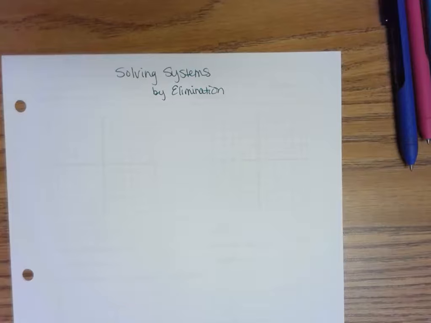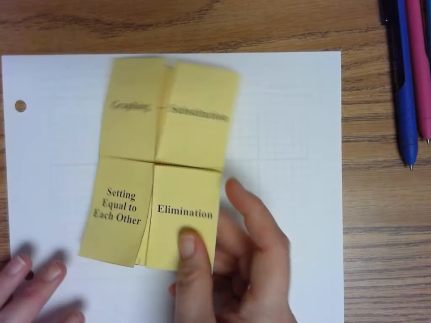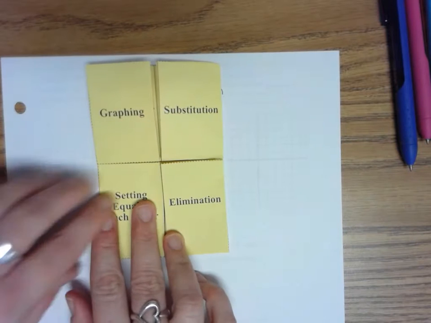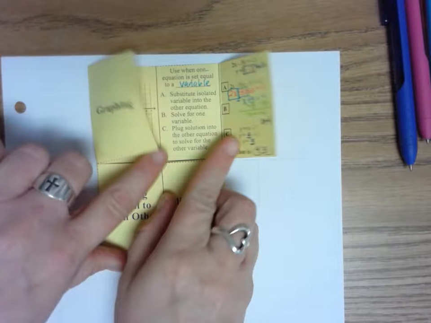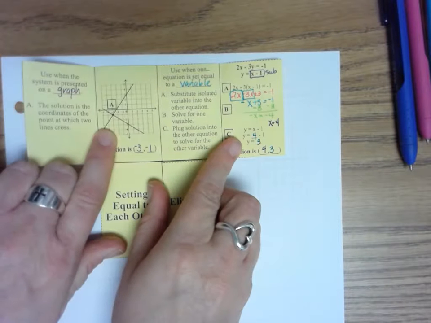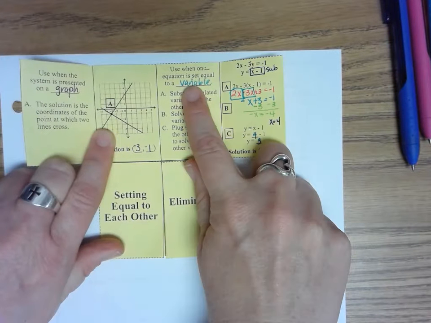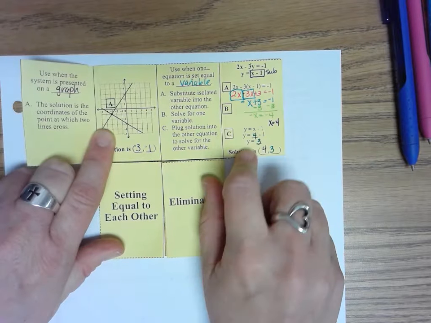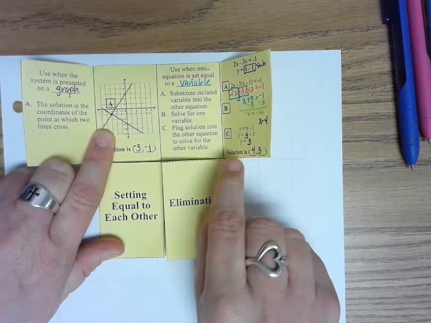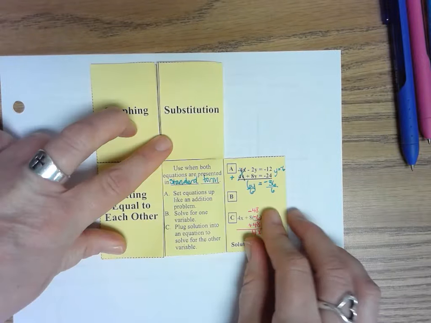Solving systems by elimination. In class, we worked with your foldable. We've already been over: given a graph, I can find the point where they intersect. Given a situation where one variable is solved for, I can substitute it in and get my solution. Again, I'm looking for the point of intersection. So under the elimination tab, we filled this in class.